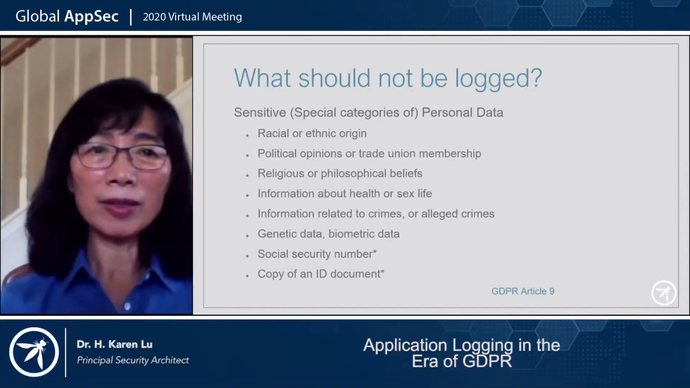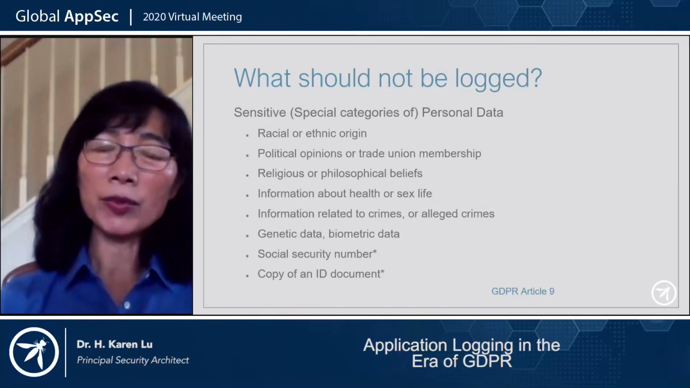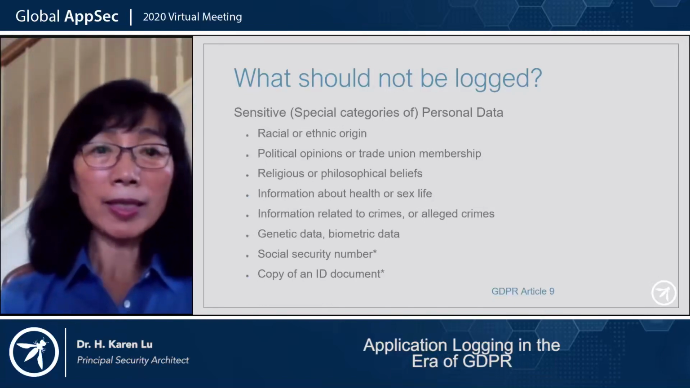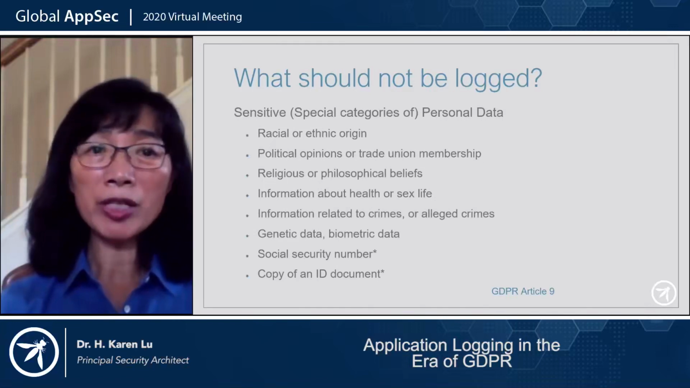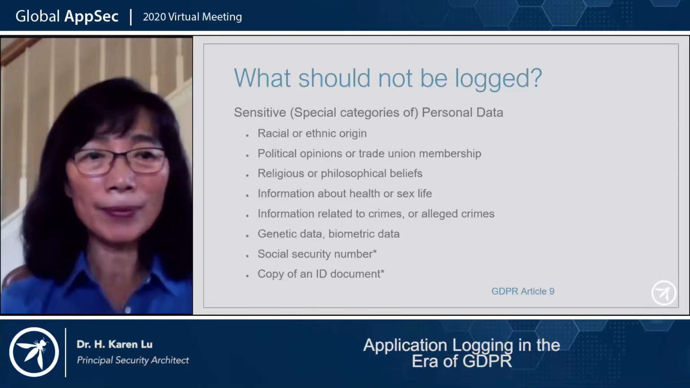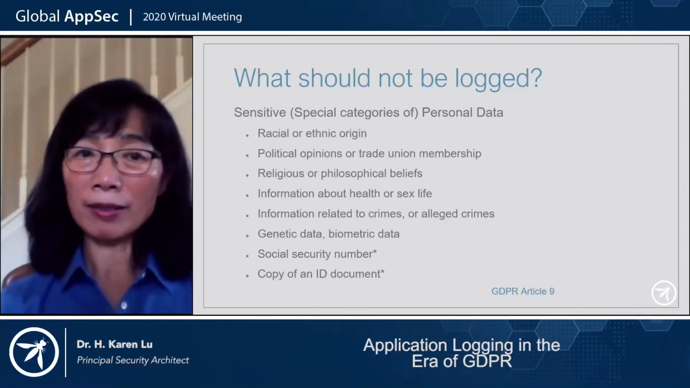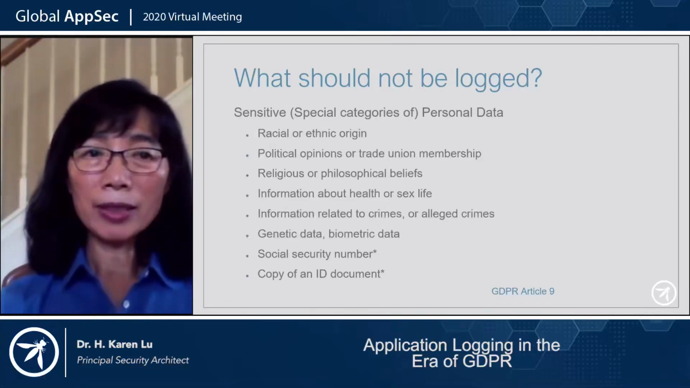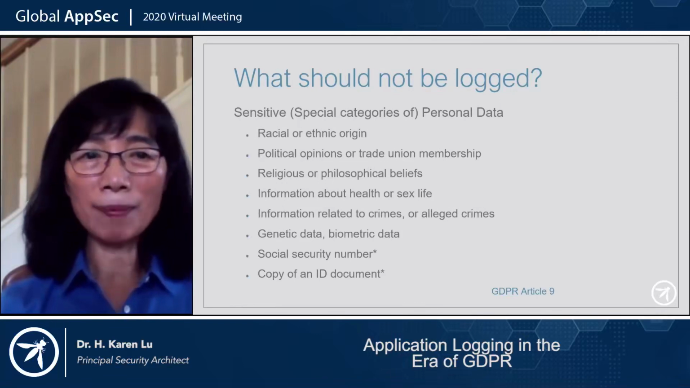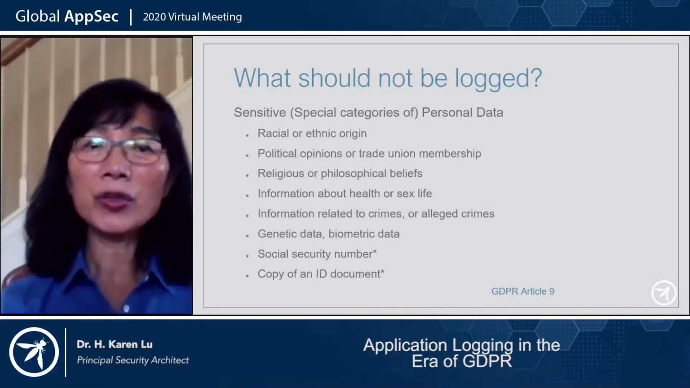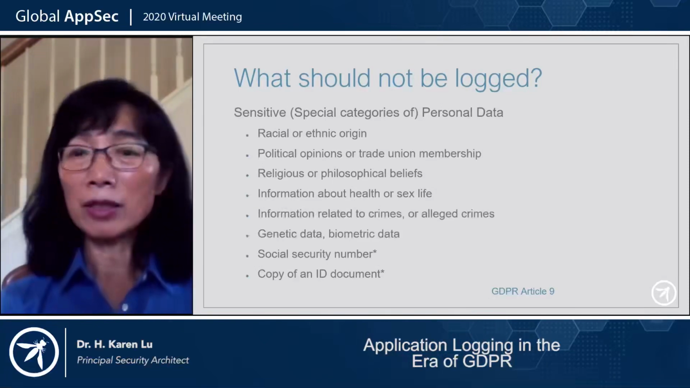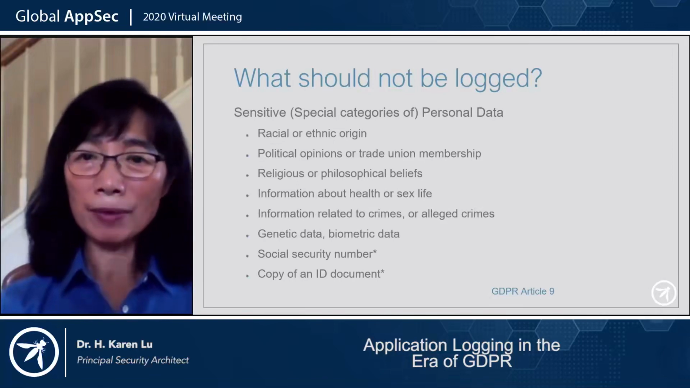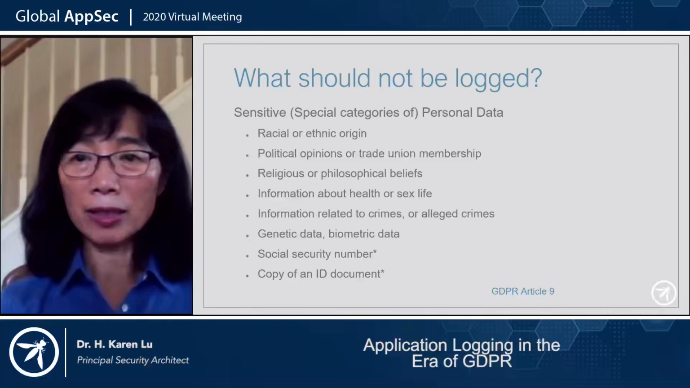Now, what should not be logged? Sensitive data, in GDPR terms called special categories of personal data, should not be logged. These are examples: racial or ethnic origin, political opinions or trade union membership, religious or philosophical beliefs, information about health or sex life, information related to crime, genetic data, biometric data, social security number, copy of an ID document. These should not be logged. You must have really, really good reasons to include such data in a log. For example, for public safety or for saving lives. In addition, explicit consent could be required.